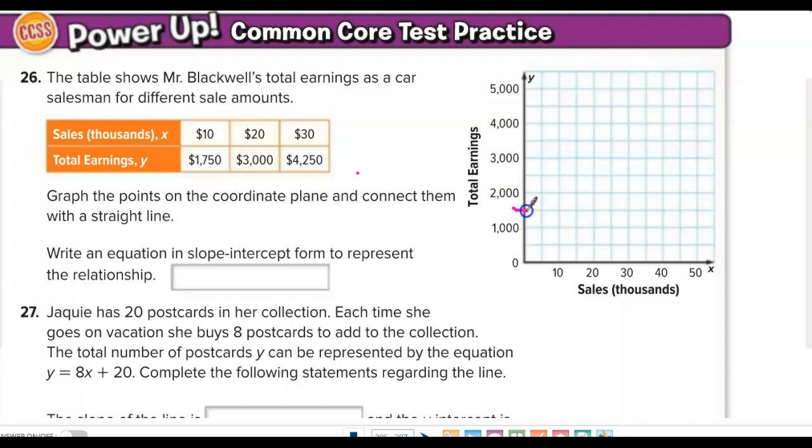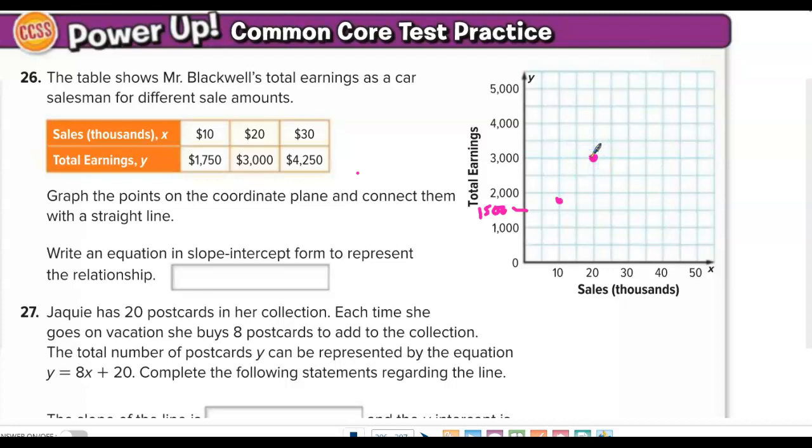Because this line right here is 1,500, correct? So it should be in between that and 2,000. So you should have a dot about here. Then at 23,000, you should have a dot there.